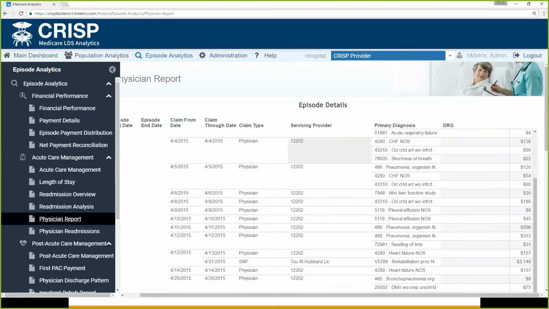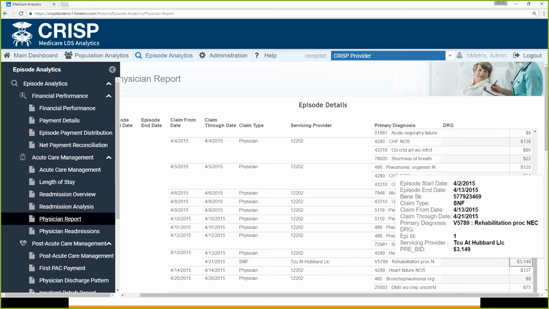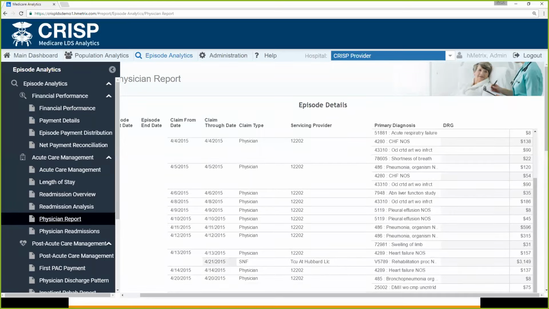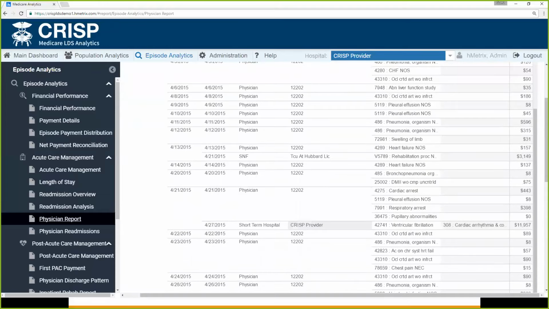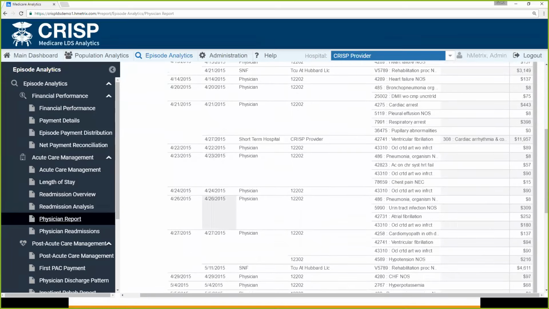So what's happening with this patient, it looks like after the hospital, they got discharged to a skilled nursing facility. And they stayed there for about 8 days for $3,000. Then there was another readmission for a cardiac arrhythmia. Then on the 27th, they went to another skilled nursing facility. So what you can see here is it looks like this episode is expensive because of high skilled nursing facility usage along with readmissions.